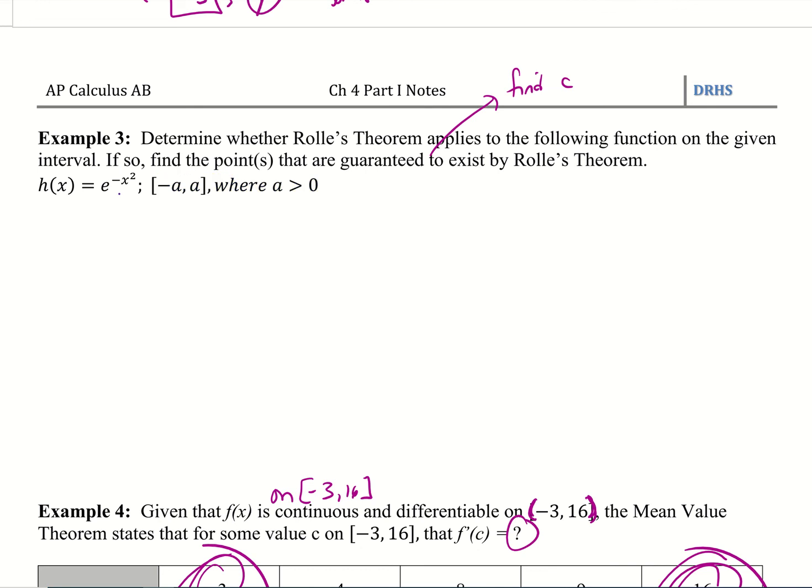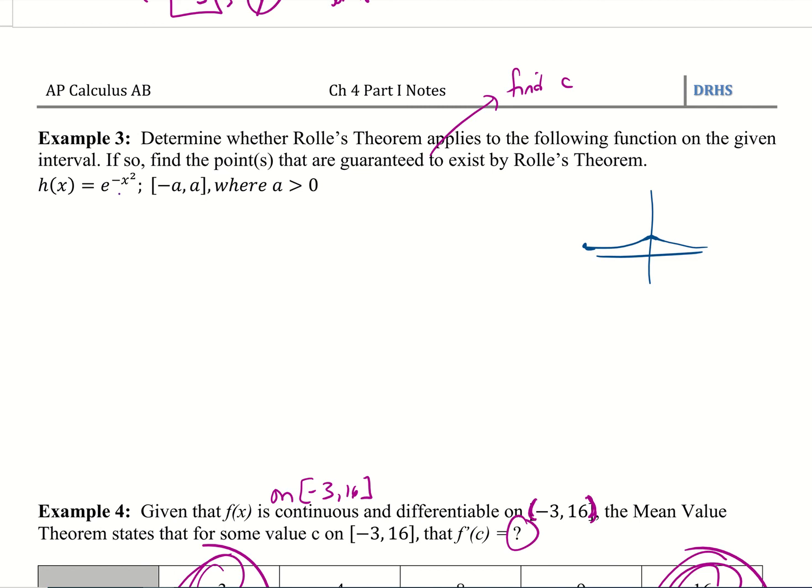e to the -x squared, we know that e to the x looks like this. e to the -x looks like this. e to the -x squared means that we end up basically just looking like the right-hand side, only it kind of looks like this. It's a smooth little thing there, kind of like that. It does not have a sharp turn.